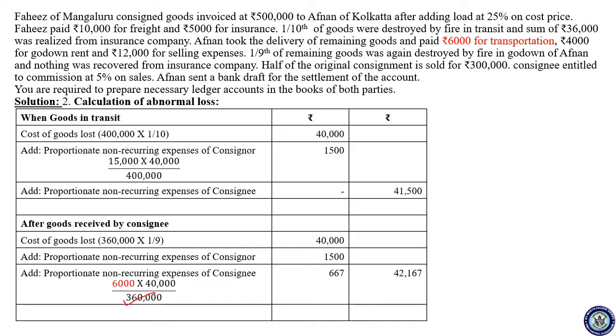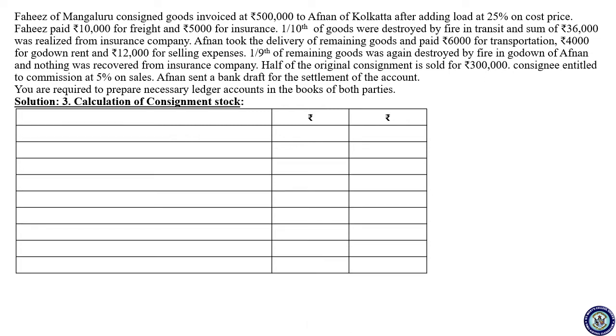Okay, next, if you add 41,500 and 42,167, you will get the total abnormal loss. So my total abnormal loss is 83,667. Next, we'll calculate the value of consignment stock.